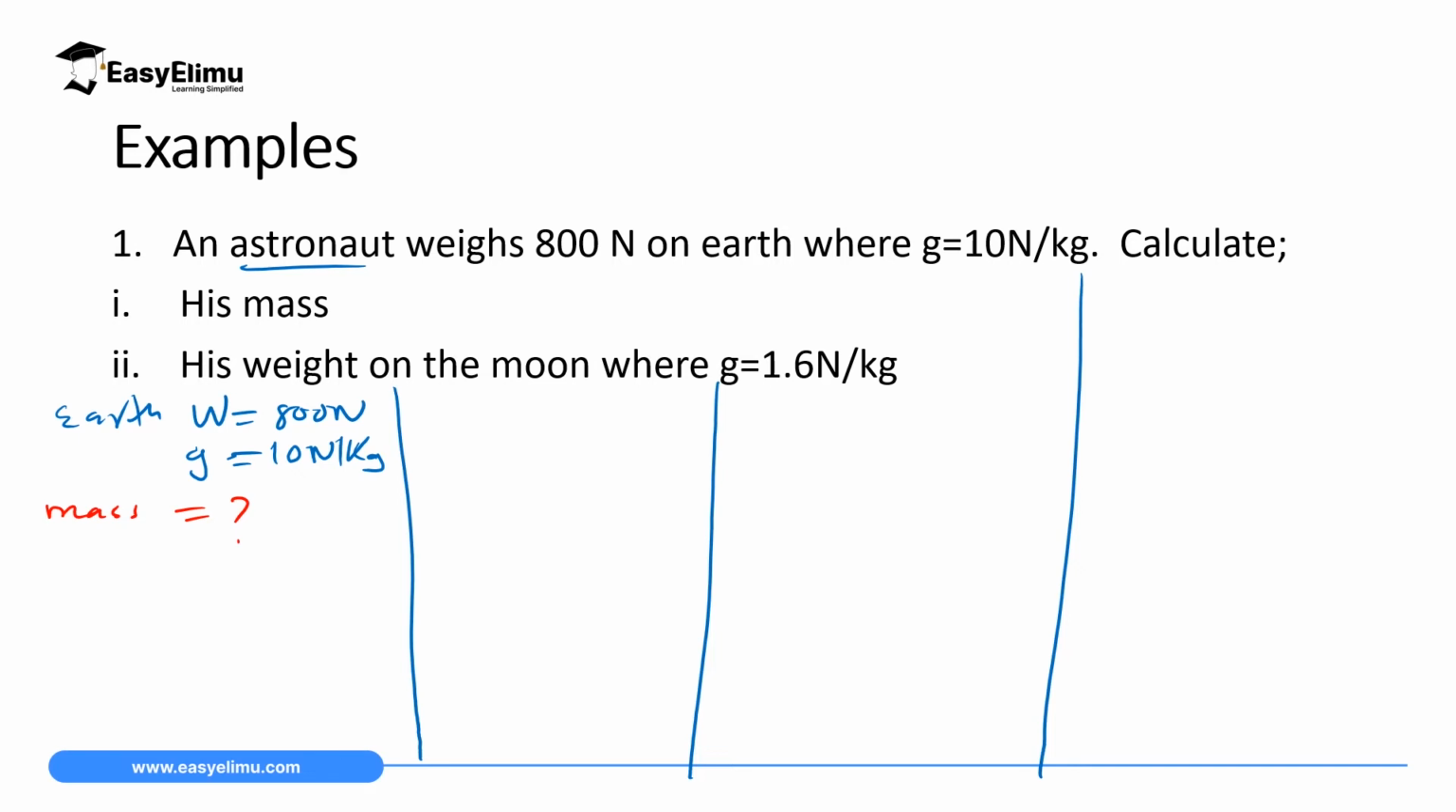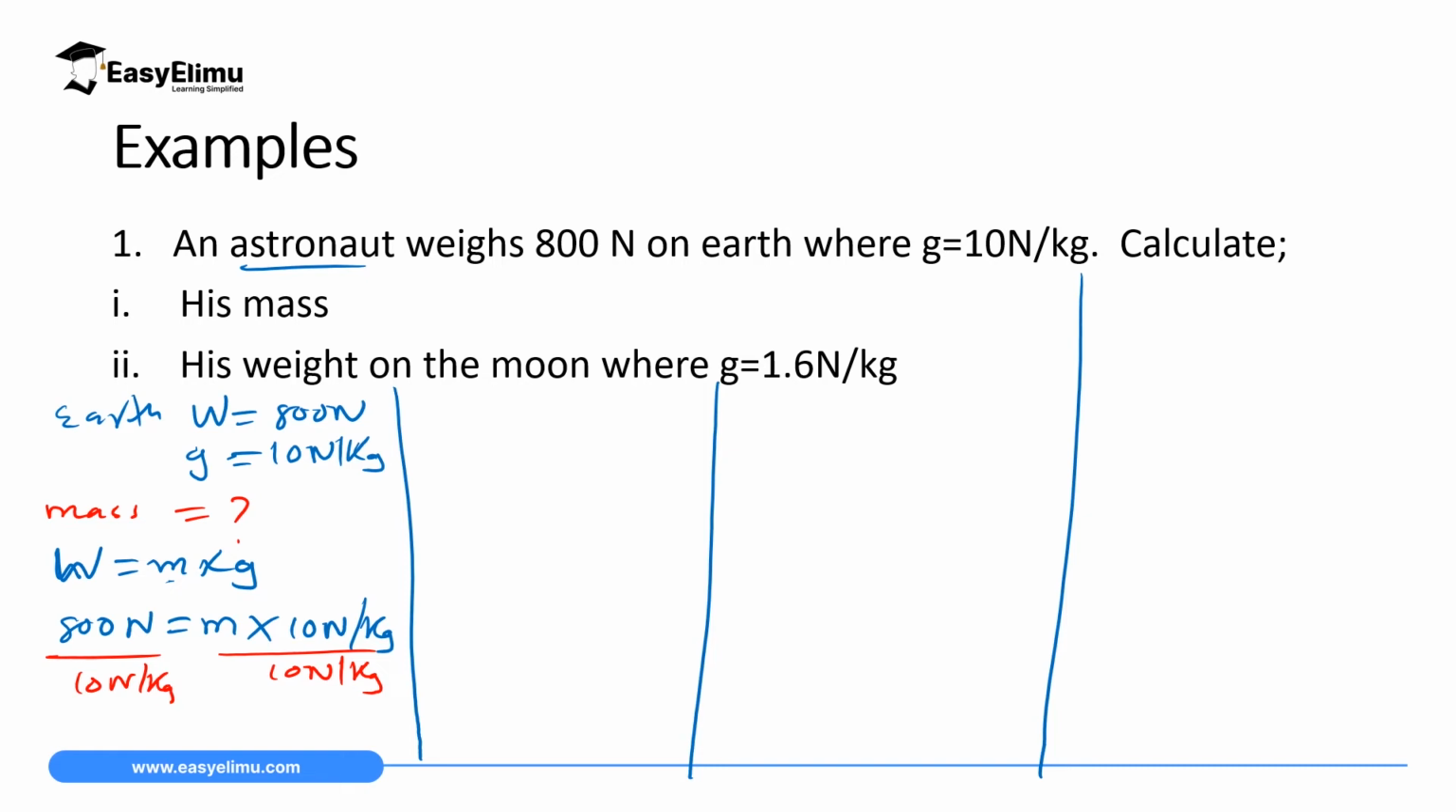We want to calculate the mass of the astronaut, which is what we don't know. But do we know the relationship between mass and weight? Yes, weight is equal to mass times gravitational field strength. Do we have weight? Yes, so 800 newtons is equal to mass times 10 newtons per kilogram. If we want to get the mass, we divide by 10 newtons per kilogram on both sides, so we remain with mass on one side. Mass is going to be 800 newtons divided by 10 newtons per kg.